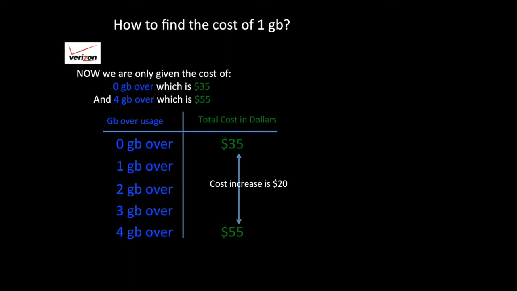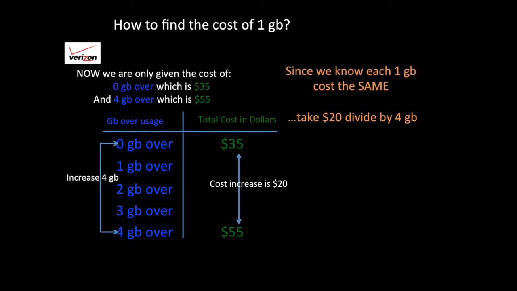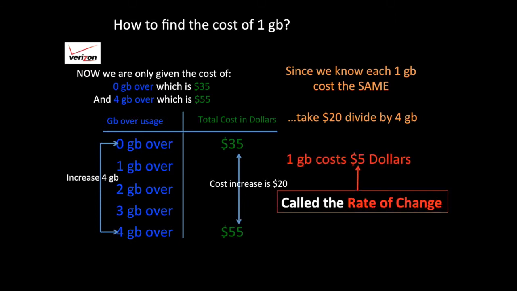All right, so to do that, we want to look at how much the cost changed. The cost changed 20. And we also know that the gigabytes changed 4. What we don't know is how much it changed by 1 gigabyte. We do know that each 1 gigabyte costs the same. That's why we can take that $20 of cost difference divided by that 4, because we know it's going to be equal since we know it's linear. We can only divide this because we know it's linear. If it's not linear, this will not work. And so 20 divided by 4 is 5.